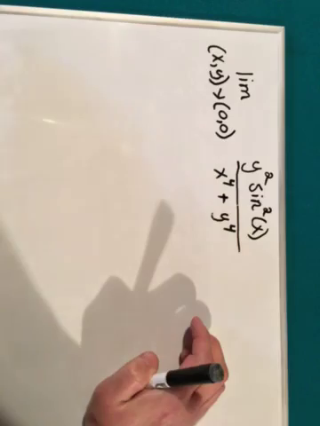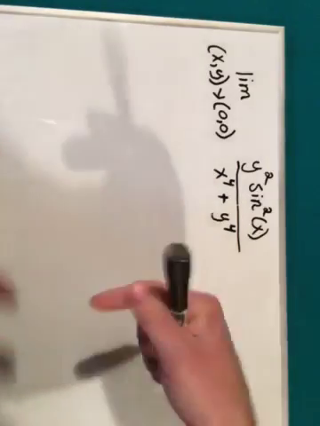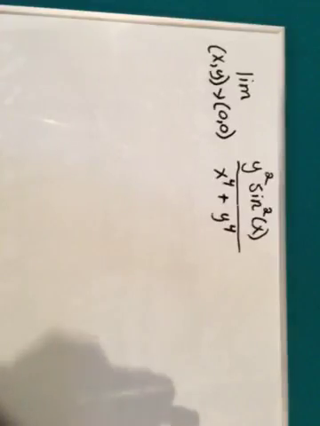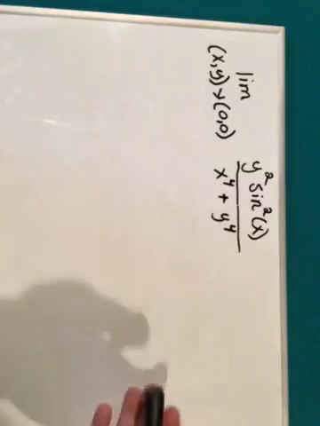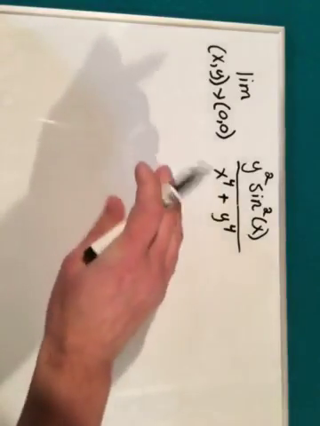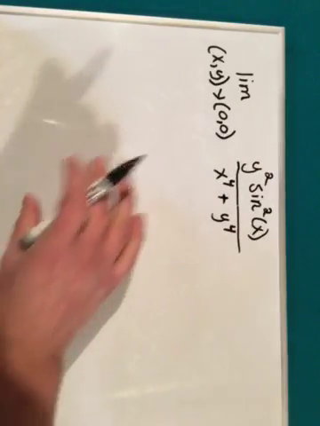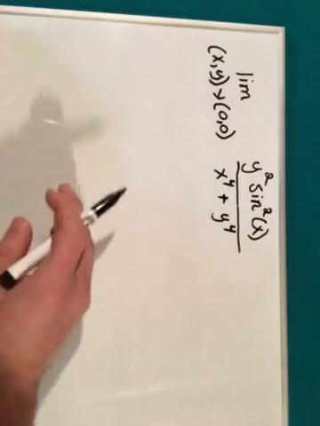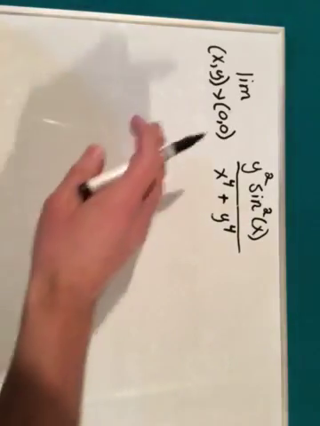But in 3 dimensions, there's actually an infinite number of ways to approach that point. So how do you show that the limit actually exists? Well, if we find 2 paths along which the limit is different, that would show the limit doesn't exist. So let's take a look at this right here.